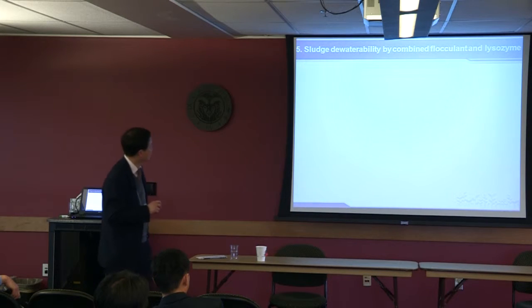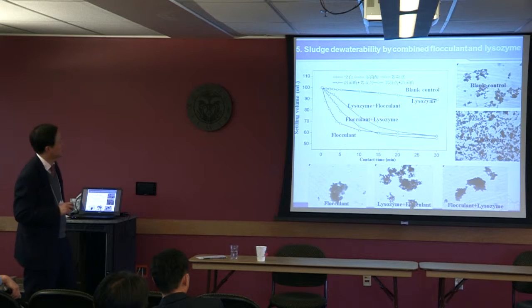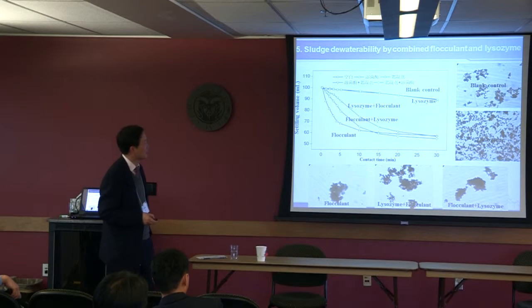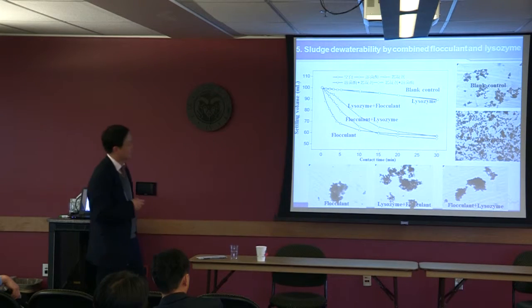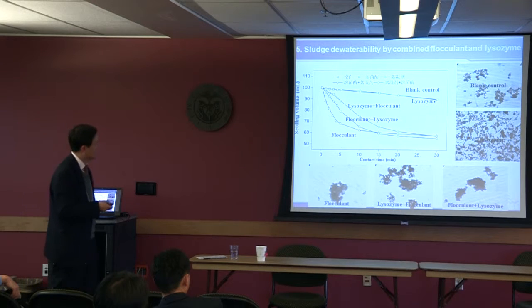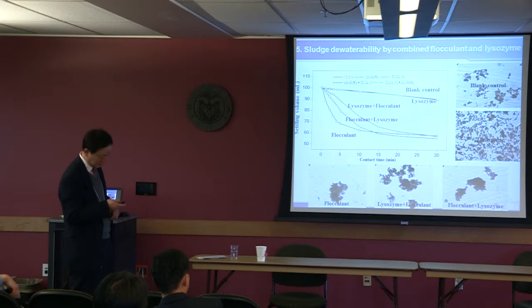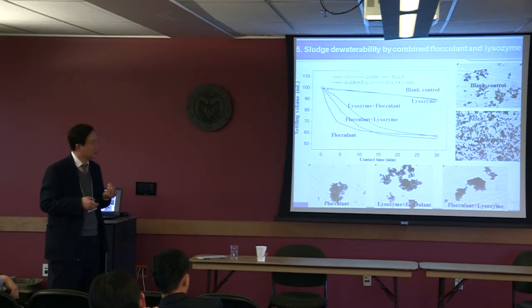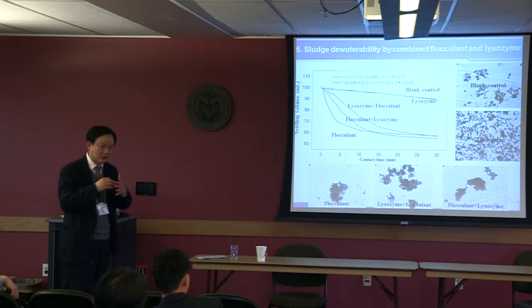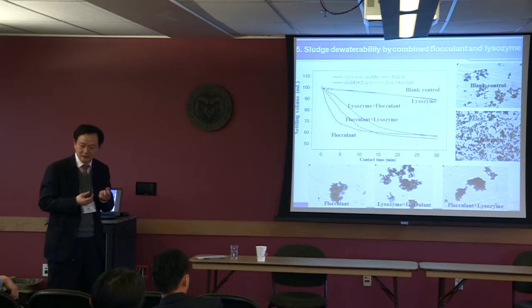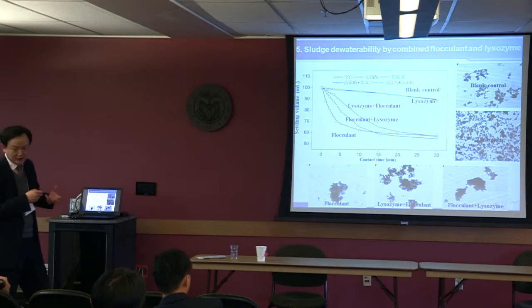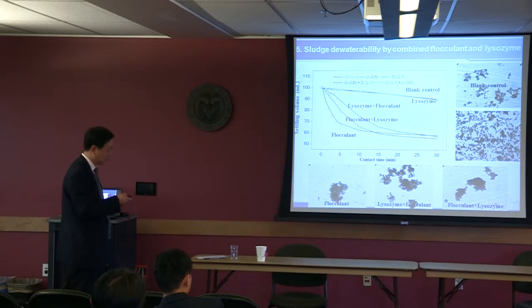The fifth topic we are doing is sludge dewatering by combined flocculants and lysozyme. Here's the result. We try using lysozyme to enhance the dewaterability. Also, we try to break down the coupling of the synthesis and degradation of the cells during the activated sludge processes.